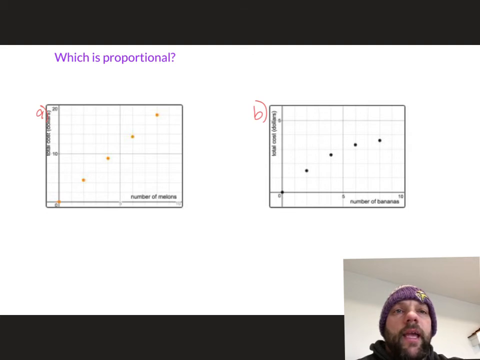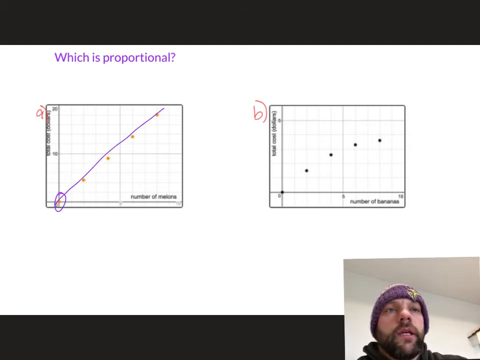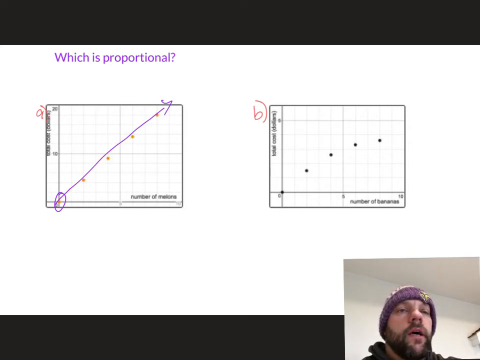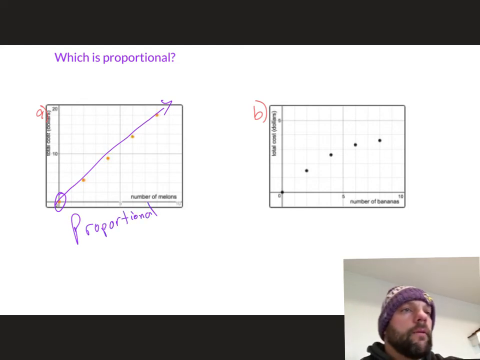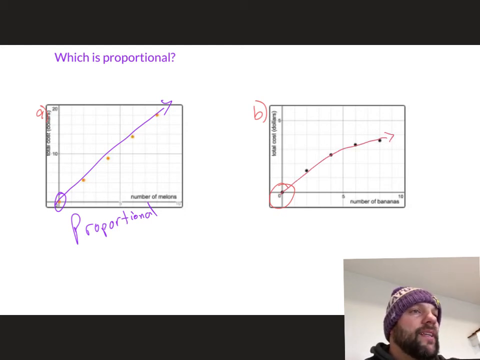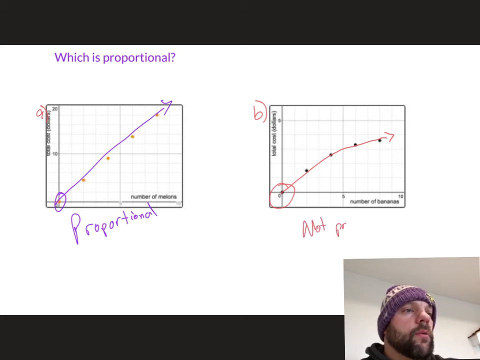Looking at A, it crosses through 0, 0. It looks like a pretty straight line. Obviously, if I were able to put down a straight edge, I think it would go through. So this is proportional. Okay. Looking at B, it does pass through 0, 0. However, our line goes more as a curve, not at a straight constant, so therefore it is not proportional.